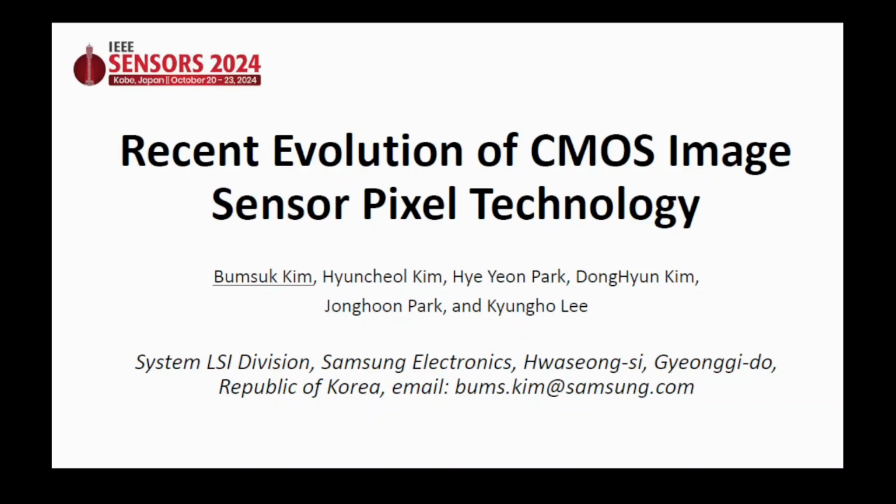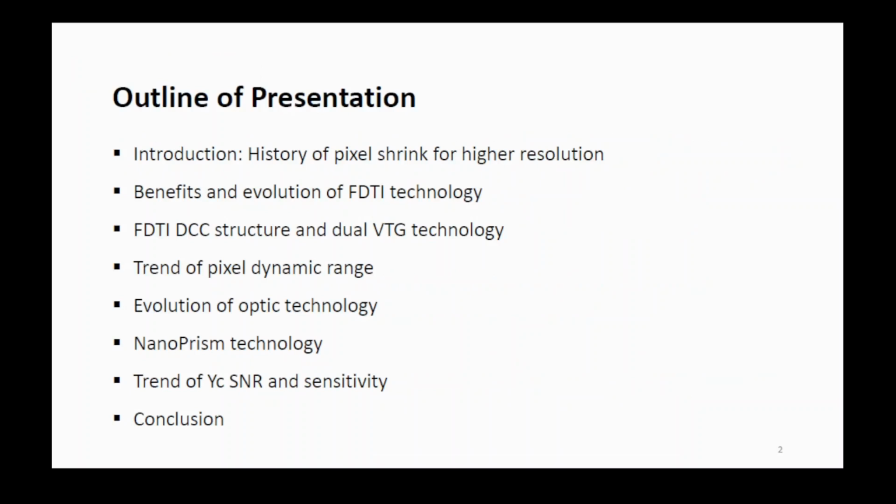I'd like to talk about some achievements of technology regarding pixel technology. The outline of the presentation is as follows. I'll introduce some pixel shrink history for higher resolution, and next three would be to explain about the electrical pixel performances, and the next three items would be about the optical technology.